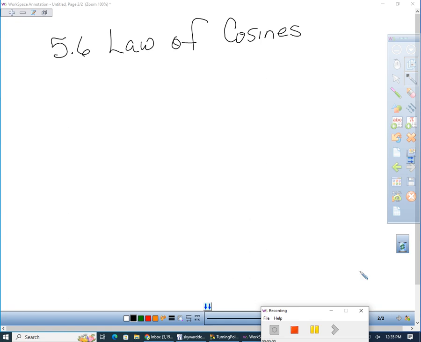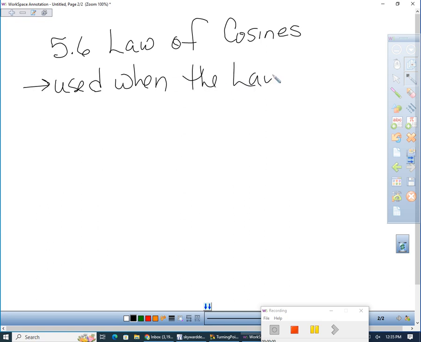Today we're doing 5.6, which is the law of cosines. The law of cosines is used when the law of sines cannot be. For the law of sines, you have to have a ratio. You have to have three pieces of information to put into those ratios. With the law of cosines, you can have all different information and nothing goes together. So that's what we're going to talk about today.